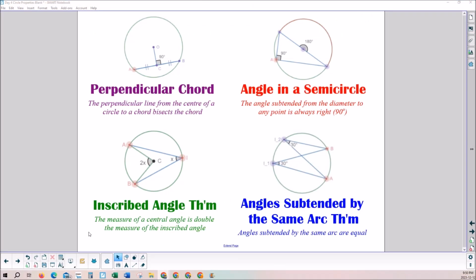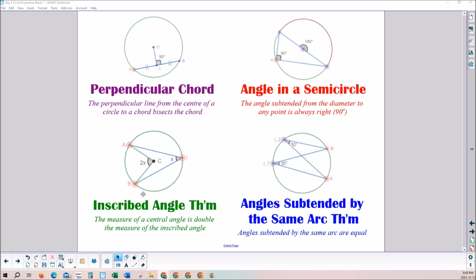And so here's a summary of the 4 theorems we just discovered. The first one, the perpendicular chord. It says if you have a chord here and it's bisected into 2 equal parts, this line going back to the center is 90 degrees. Or the perpendicular line, so 90 degrees perpendicular, from the center of the circle to the chord bisects it and cuts it exactly in half. The second theorem, the angle in a semicircle. The semicircle is created by the diameter, and any angle that comes out from that diameter is 90 degrees.